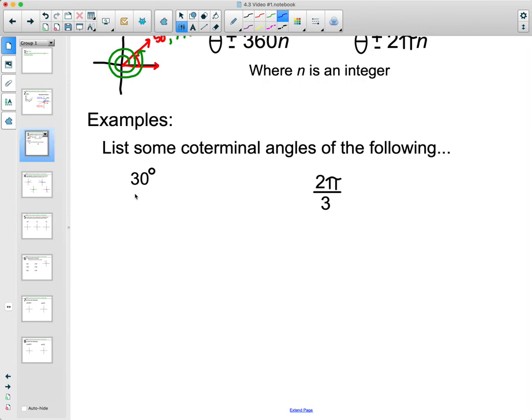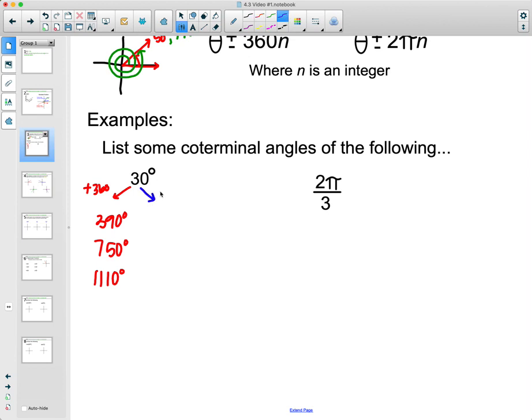So for a 30 degree angle, again, if we're just going to list some, you could just start adding rotations of 360. So 30 plus 360 is 390. So 390 degrees would end in the same spot. You could add 360 again, and you'd get to 750. You could add 360 again, and you could get to 1,110 degrees. All of these are going to end in the same spot.